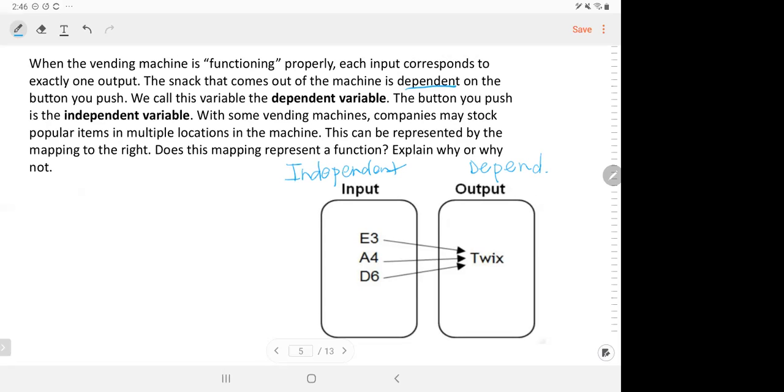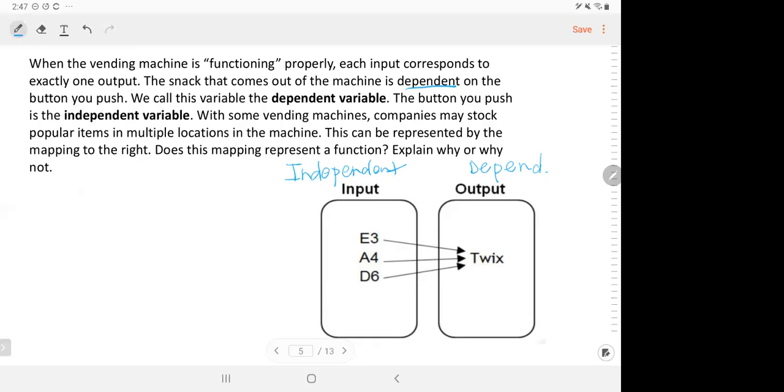With some vending machines, companies may stock popular items in multiple locations. So maybe they have Twix in 3 different spots. So I could push E3, I could push A4, or I could push D6. This can be represented by the mapping to the right. This asks, does this mapping represent a function? Explain why or why not.